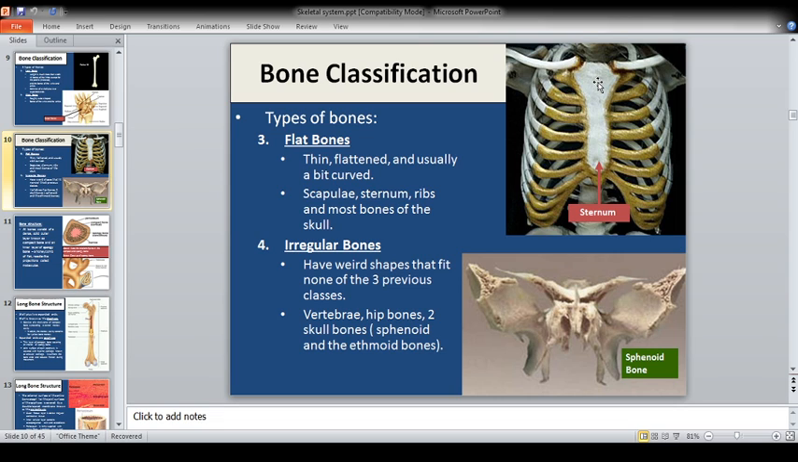Then comes the irregular bones. Irregular bones have weird shapes that would fit none of the three previous types of bones. They include the vertebrae, the hip bones, and two skull bones, that is sphenoid and ethmoid. This is the sphenoid bone, which just looks like a butterfly. This is the sphenoid bone that is present immediately anterior and superior to the nasal cavity.